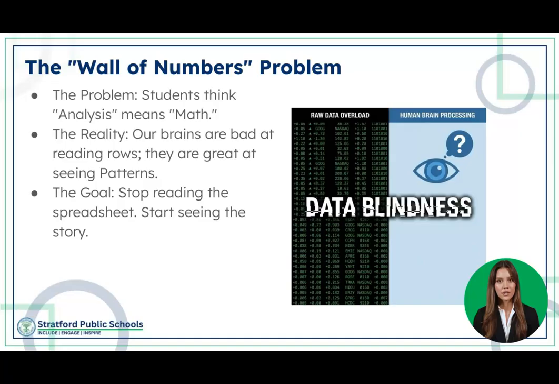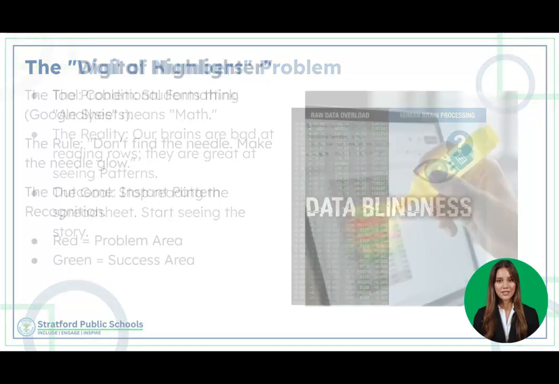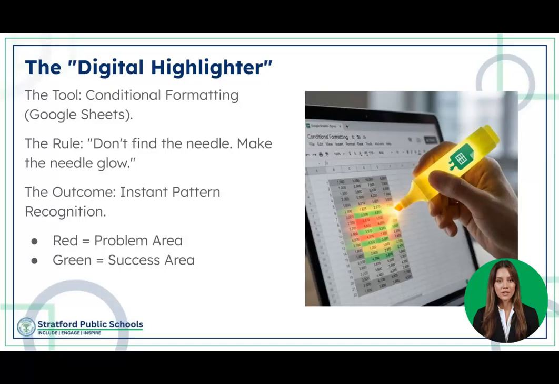To teach Standard 1.5b, we have to stop asking them to read the data and teach them to visualize it. We need to turn that wall of text into a picture. So, how do we fix data blindness without teaching complex statistics? We use a tool I call the digital highlighter. In Google Sheets, this is called conditional formatting.